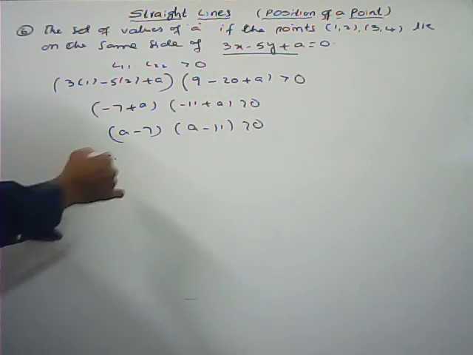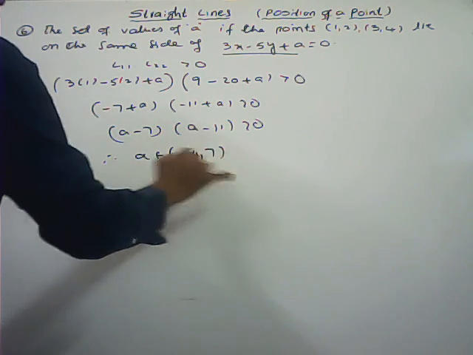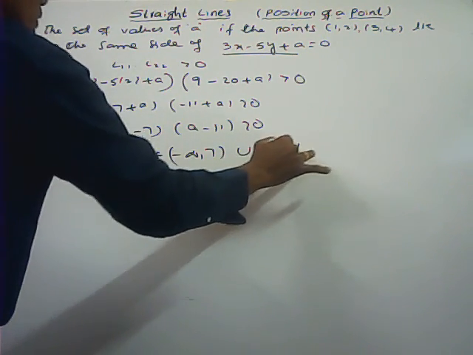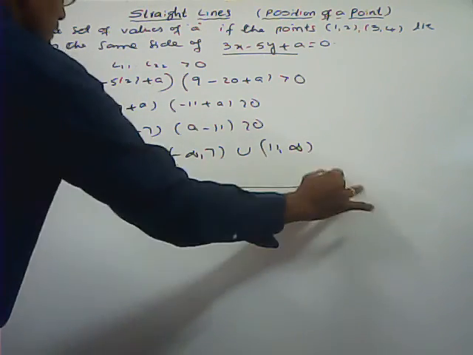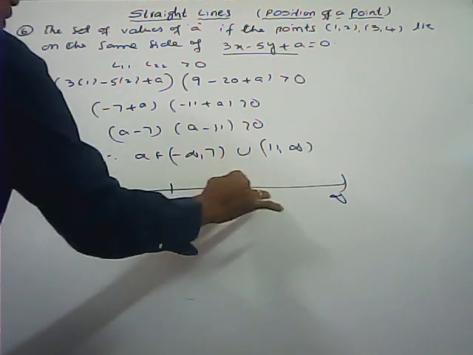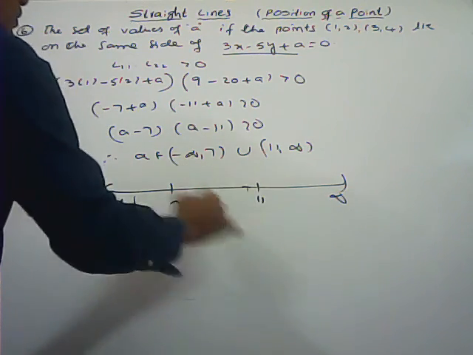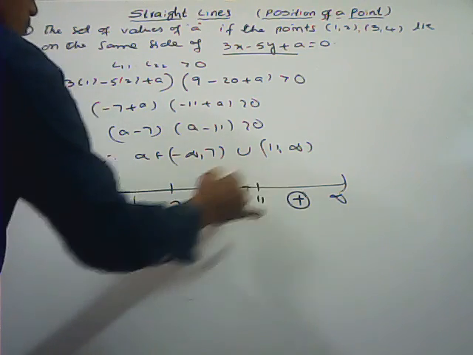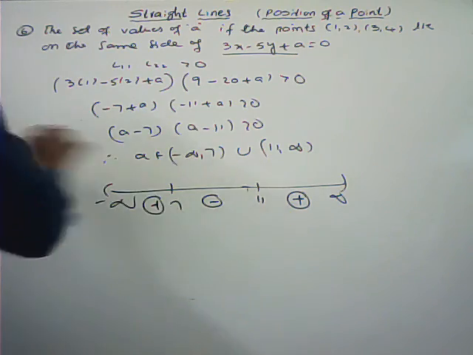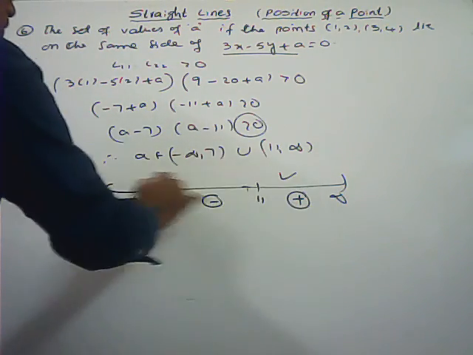Therefore, if I take the number line, you get a belongs to minus infinity to 7 union 11 to infinity. If you want, you can see this: 7 and 11. First subinterval positive, then negative, then positive. What is the product of these two? Positive. So here we have to consider the first and last intervals.